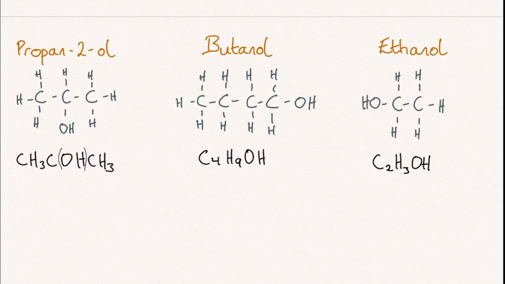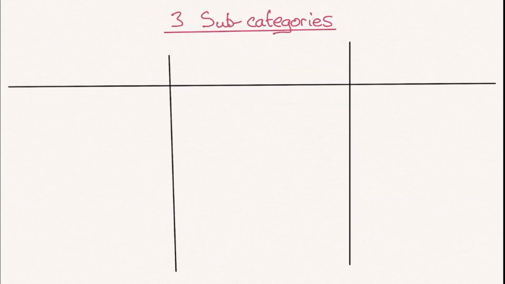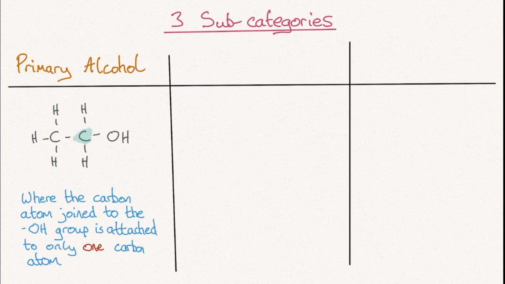Ethanol is the same. Alcohols have three subcategories: primary, secondary, and tertiary, and you need to be able to tell these apart. They differ due to the position of the functional OH group. Primary alcohols are where the carbon atom attached to the OH group is attached to only one other carbon atom. For instance, in ethanol, the carbon atom attached to the OH group has three other bonds. Only one of those bonds is a carbon atom, so therefore it is a primary alcohol.